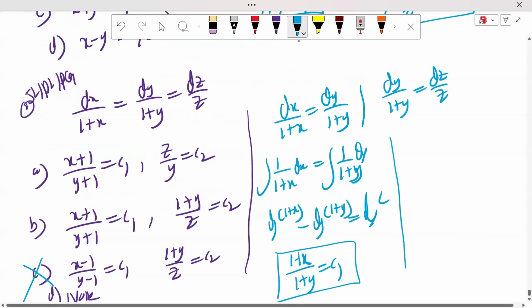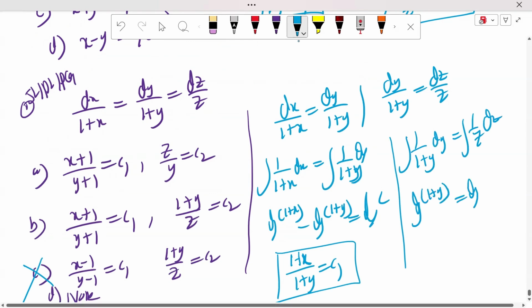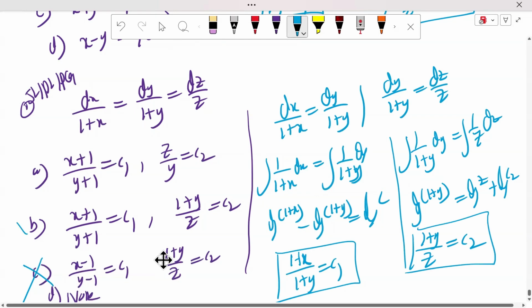And another, integrating on both sides: 1 by 1 plus y dy is equal to integration 1 by z dz, sir. It is logarithm of 1 plus y is equal to log z plus log c2. So finally 1 plus y by z is equal to c2. So option B is the right answer.